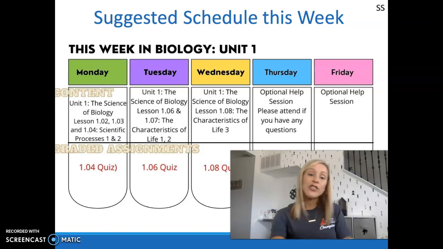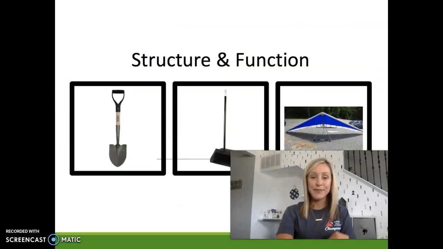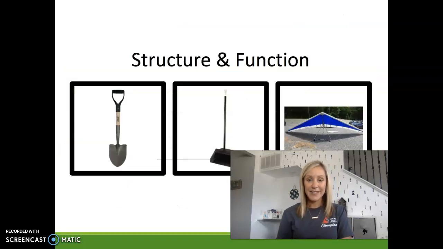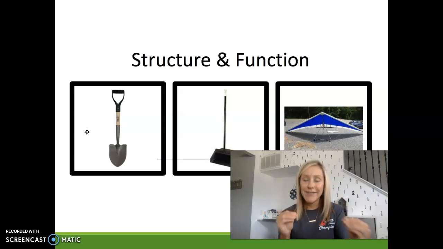All right, so let's jump right into structure and function. All right, I want you to look first at this first tool here on the left. What is this tool? Some of you may have said a shovel, and you are right, okay?